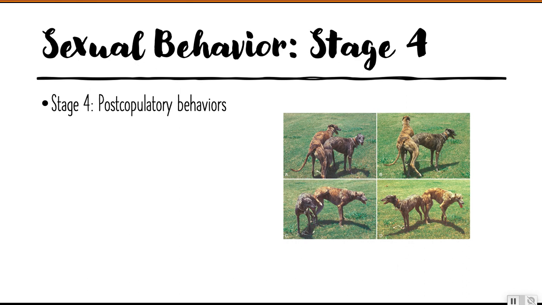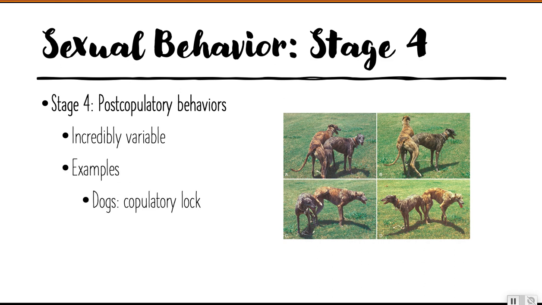Stage 4 are post-copulatory behaviors. They are incredibly variable in different species. Some examples, dogs after copulation have a copulatory lock. So a male dog's penis will swell so much that it cannot be removed from the female. This is kind of a way that dogs prevent other dogs from mating with their female, and they're trying to increase the likelihood that their offspring will survive.